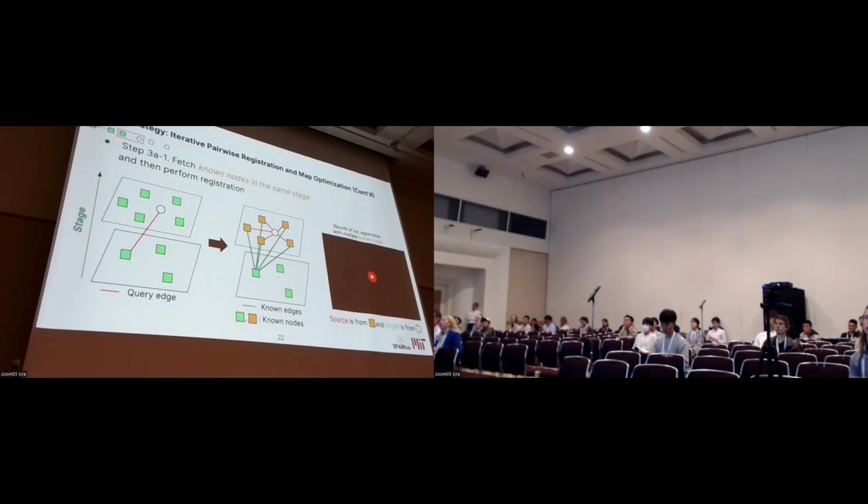So for each unknown node, we can perform pairwise registration with each neighbor in the same stage using Quattro in a coarse-to-fine manner. So this will give us a lot of poses from the known nodes in the stage to the particular unknown node.